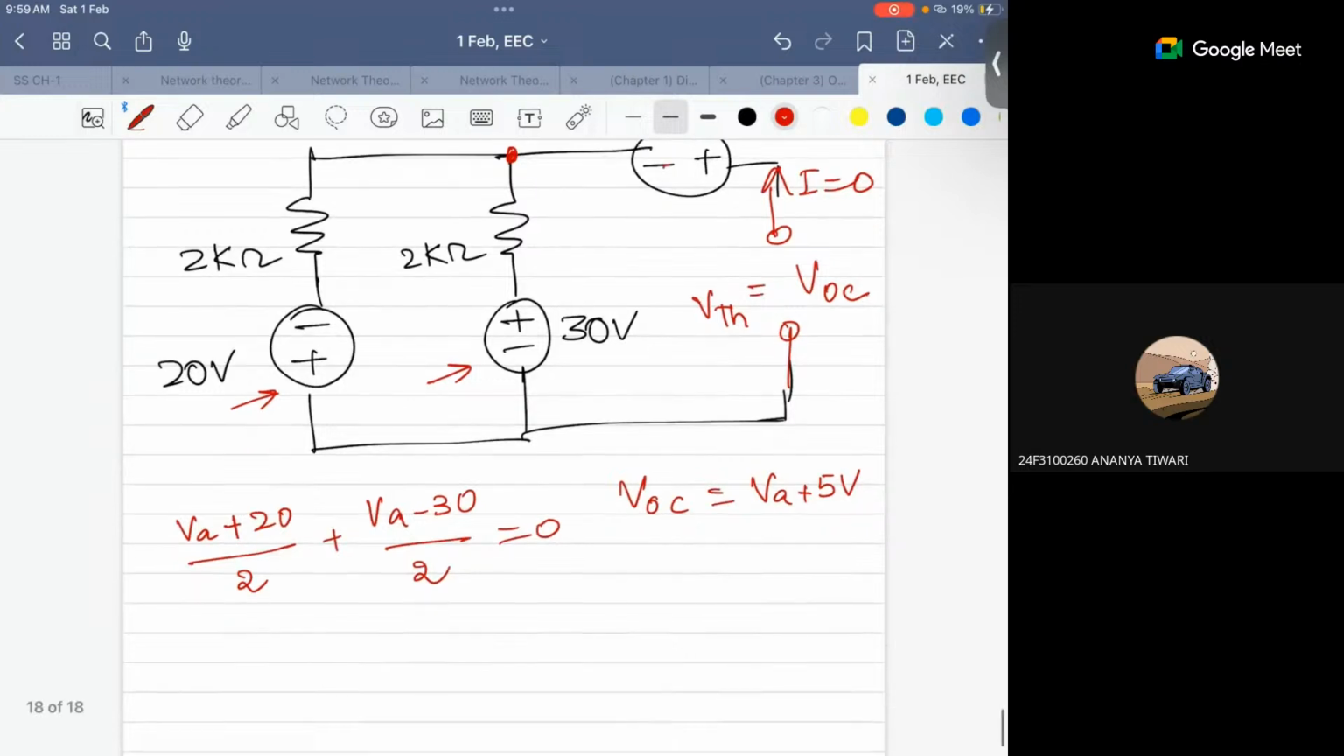Now, what will be the value of VA that you are getting? So it will be 10. VA equals 10 by 2, so VA will be 5. Correct? So we got it.